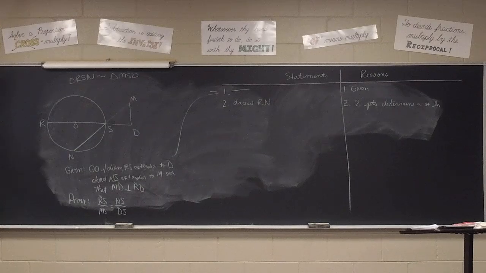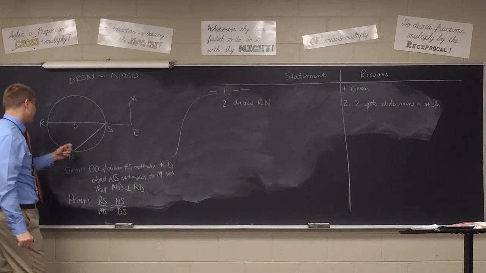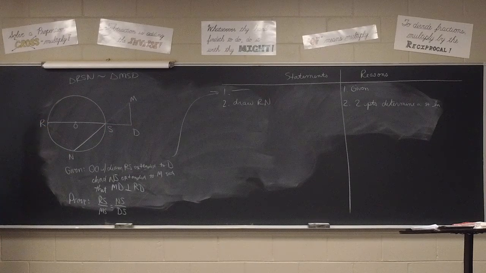I want similar triangles. And in order to get similar triangles, I need, Kendall, to get some angles equal. Thoughts on some equal angles, maybe, Kendall? Angle D and angle N. Now, Kendall, how would we get D and N equal? What are your thoughts? They're both right angles.